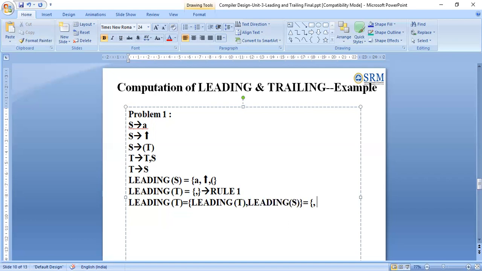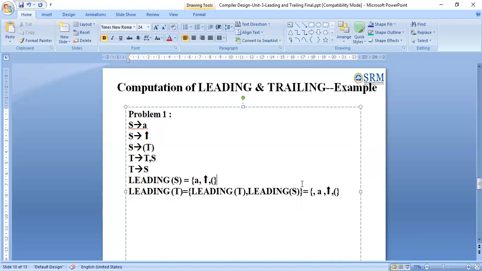Then leading of s, what is leading of s? A, exponential operator, followed by exponential operator, then open bracket. So leading of s and leading of t we have found.